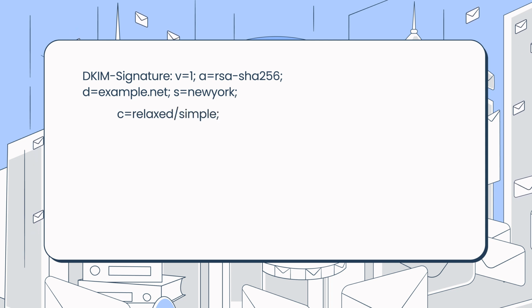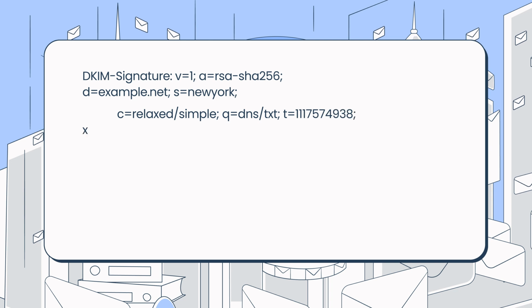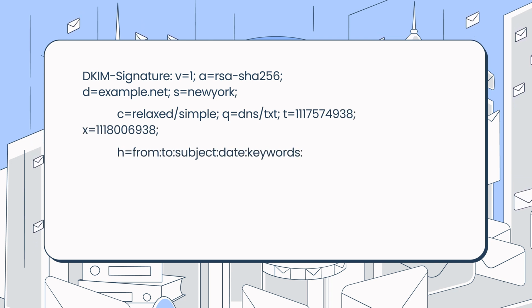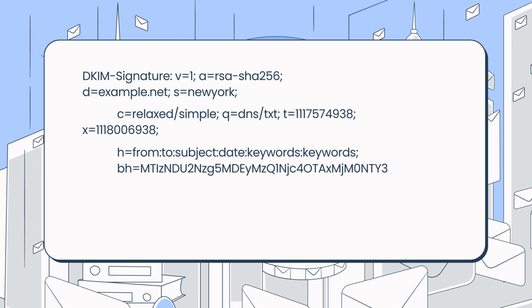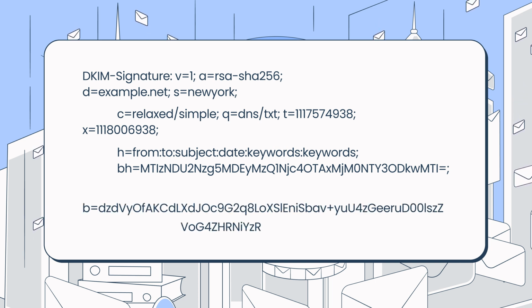C tag is a canonicalization algorithm that's used for both the header and the body. T tag is a timestamp of when the message was signed. H tag includes a list of headers separated by colons. BH, or body hash, is a hash of the message body. And B tag includes the digital hashed signature of the headers and the body.